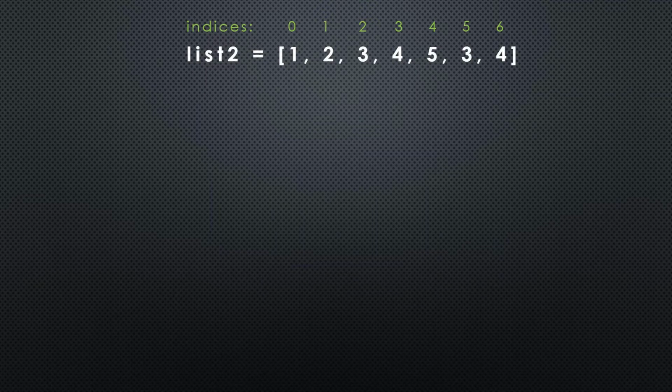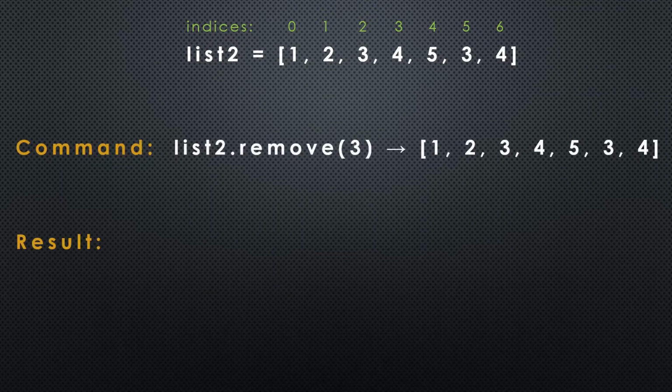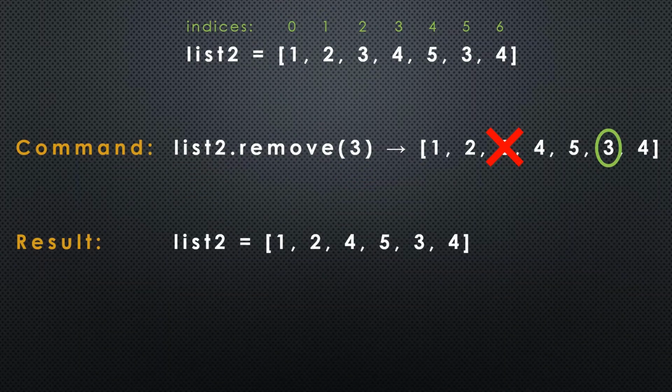Given our second list and its set of indices, we wrote list2.remove(3), where again list2 is the name of the list and 3 is the value of the element we want to remove. Now remember that the remove function only eliminates the first occurrence of a given value from the list. So in this case, it eliminated the first number 3, but kept the last one. Consequently, our list2 was now equal to [1, 2, 4, 5, 3, 4].